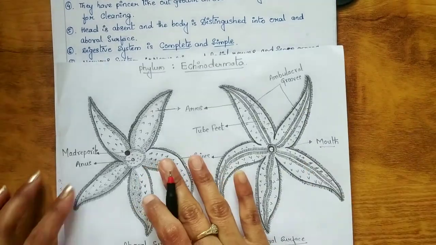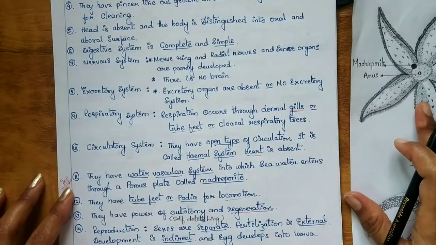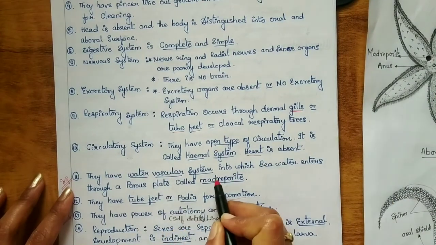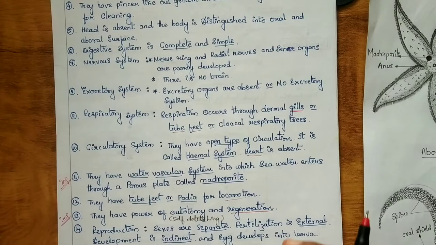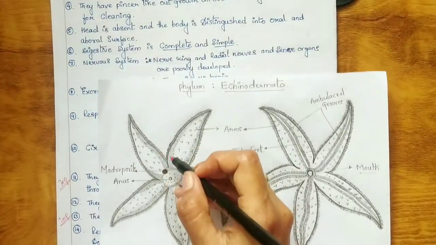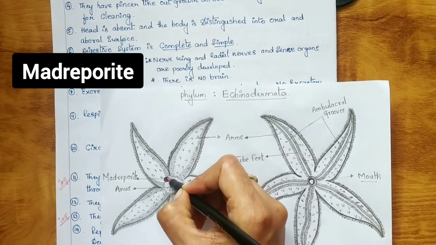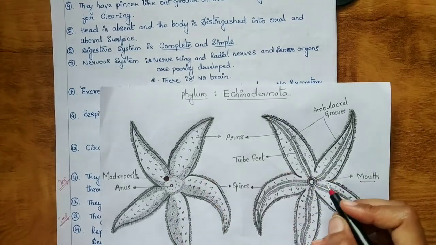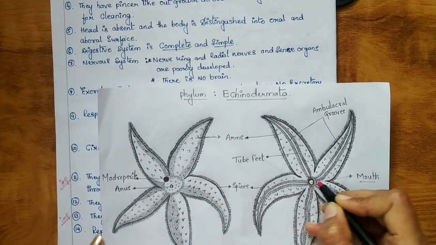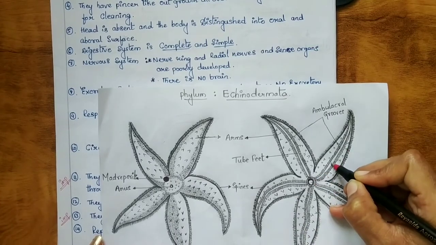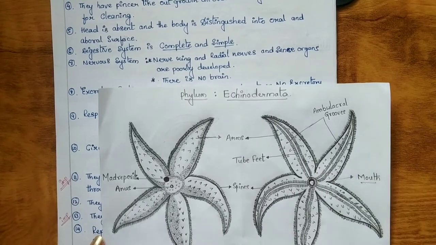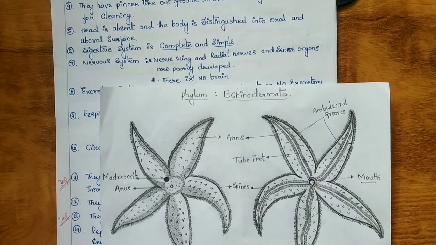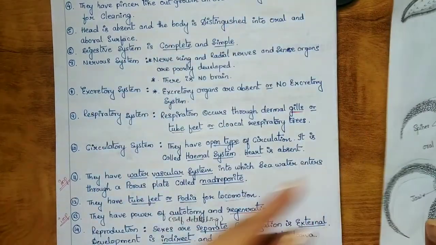And this part is called the madreporite. Madreporite means they have a water vascular system in which seawater enters through a porous plate called the madreporite. With this porous plate, seawater enters into the body. After the water enters the madreporite, water will circulate through the ring canal and through the other parts via the radial canal. By this movement, they can facilitate the exchange of gases, nutrition, predation, and it is also helpful for locomotion. Okay, and let us move on to the next point.